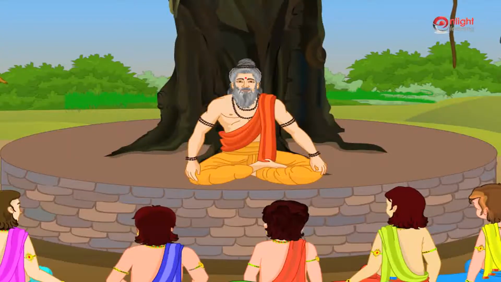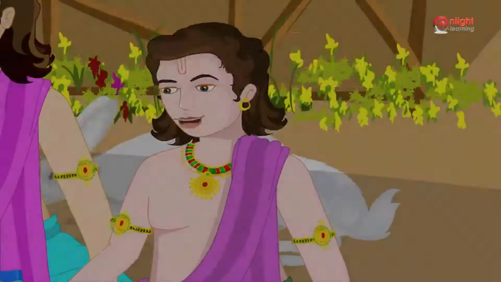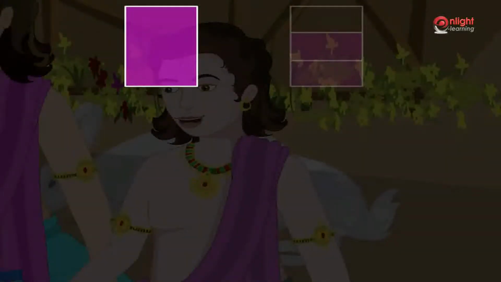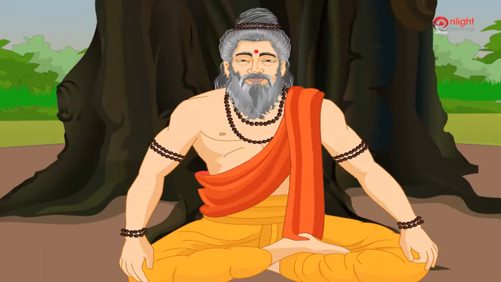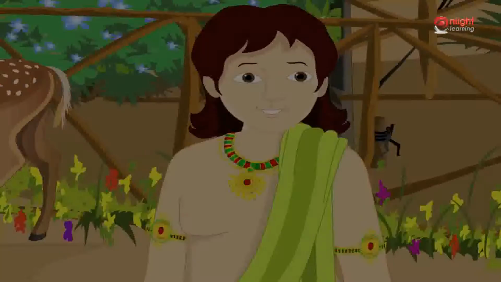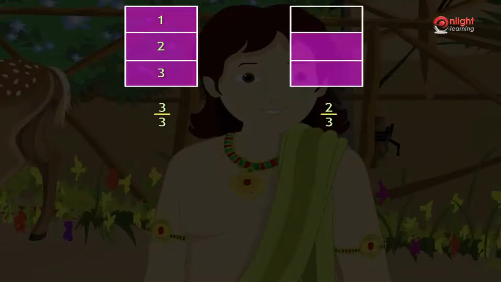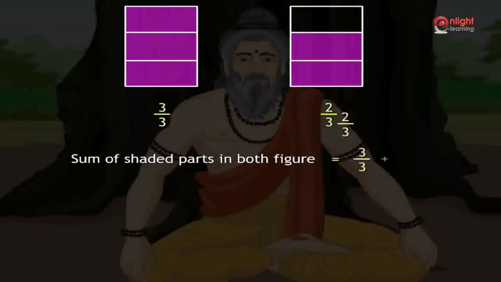Now children, looking at the figures, let us say what fraction it represents. Here the first figure is shaded full, so it is one whole. And the second figure is divided into 3 parts and 2 parts out of 3 parts is shaded, so the fraction is 2 by 3. Very good. Similar to the earlier problem, divide the first figure into 3 equal parts. So the first figure represents 3 by 3. Good. Now, find the sum of shaded parts in both the figures.